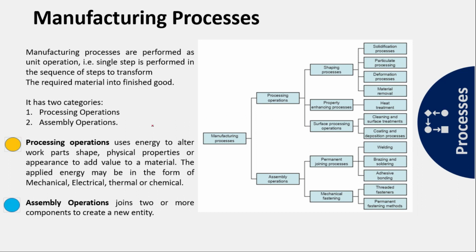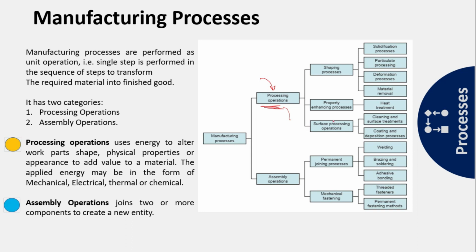Again we are dealing with this graph. What is the processing operation? Basically, a processing operation uses energy to alter a work part's shape, physical properties or appearance to add value to the material. So mainly manufacturing occurs at this one. The applied energy may be in the form of mechanical, electrical, thermal or chemical. So processing operation mainly deals with the transformation of material geometry, shape, properties and appearance, while the assembly operation, the second one, joins two or more already finished products, right? So we have already finished products here and we will join them together to get a certain product out of it.